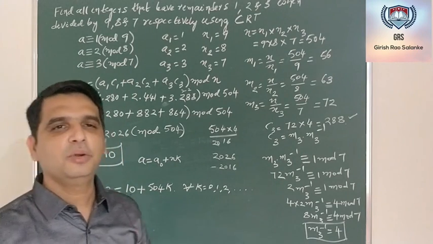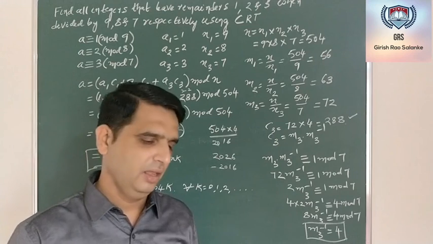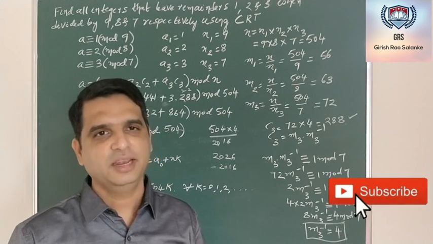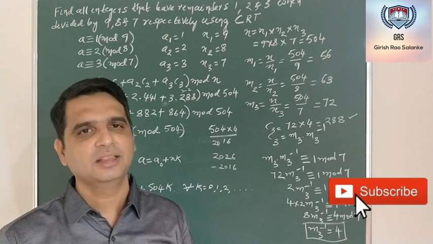This was about how to solve the simultaneous congruent equations, modular equations, with the help of the Chinese remainder theorem. Hope this was clear.